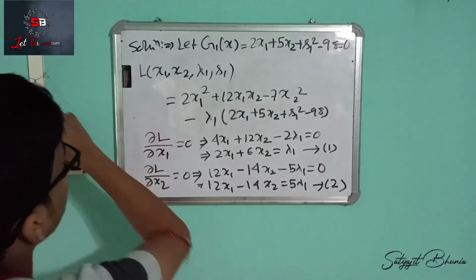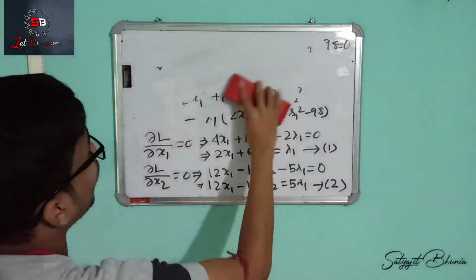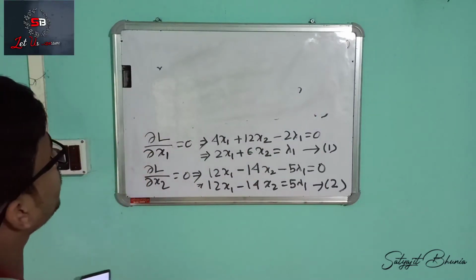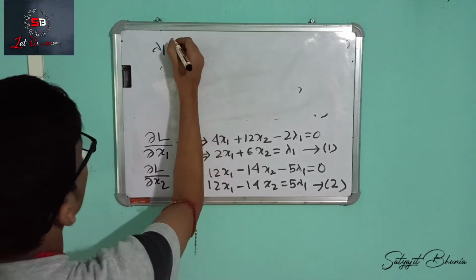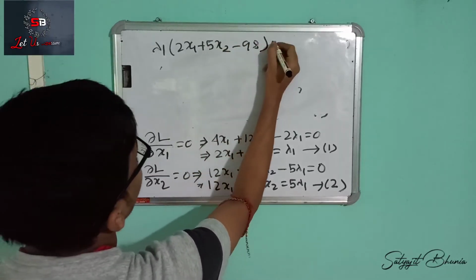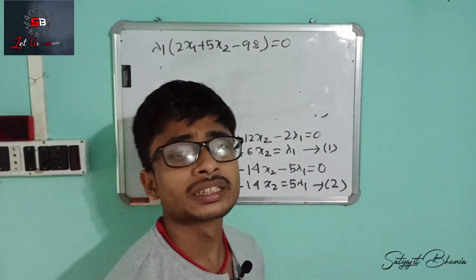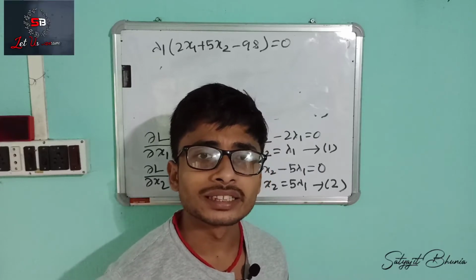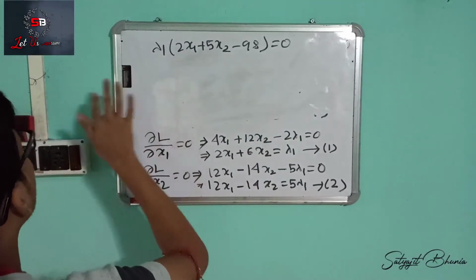Okay, next, by the second Kuhn Tucker condition for the maximization problem, we have lambda 1 into 2x1 plus 5x2 minus 98 is equal to 0. From the second condition, two cases may arise. One is lambda 1 is equal to 0. Next is lambda 1 is not equal to 0. We will check both the cases.